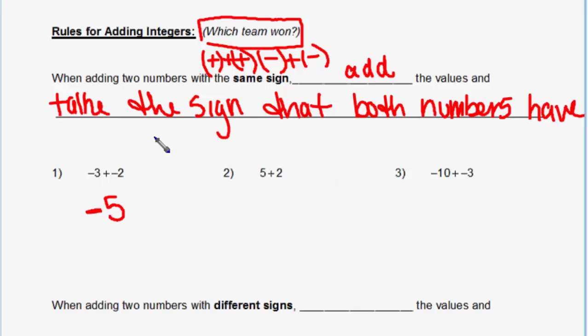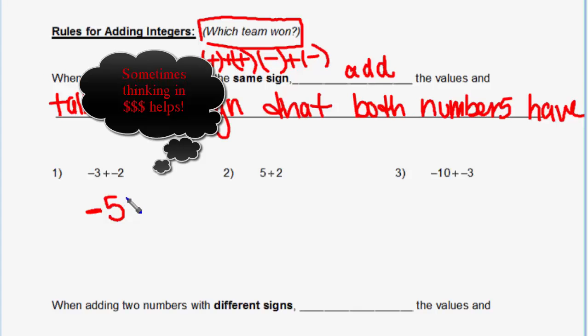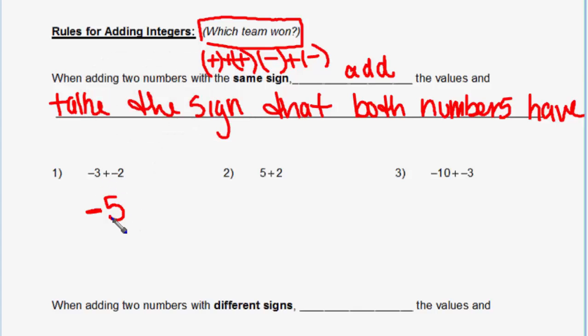So think of it this way. If you owe me $3, and then the next day you borrow another $2, altogether you owe me $5. What a jerk. Give me my money. Okay? So think of it in terms of money. Sometimes that helps. But if they have the same sign, add them together, take the sign that they both have. Okay? You guys try 2 and 3.